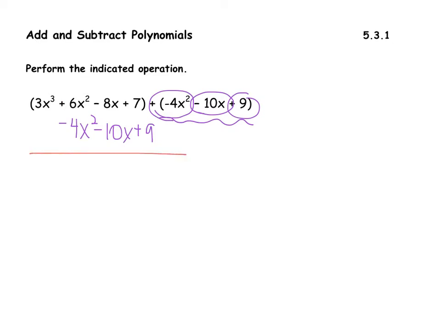And we're going to add 9, so I'm going to write add 9. Then they're all vertically arranged, so I can just add like terms in columns. So we would still have 3x to the third, since it has nothing to add with it. 6 plus negative 4 would be 2x squared. Negative 8x minus 10x will be negative 18x, and 7 plus 9 would be 16. And we've added our polynomial together.